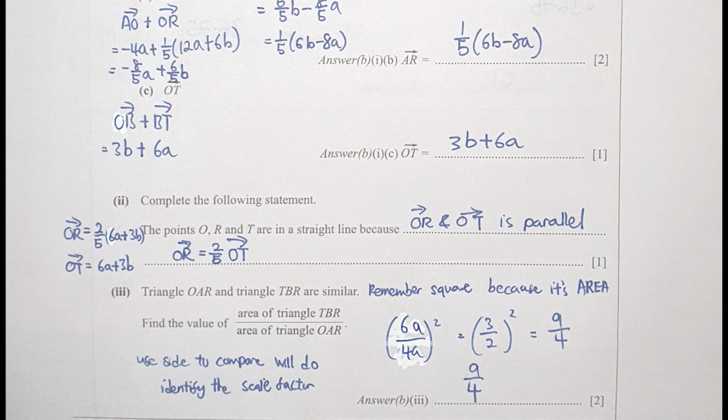Question number 3, the keyword here is similar. So 6A over 4A. Remember to square it. Then it equals 9 over 2. So for this one here, I'm using the scale factor, the mathematically similar concept.